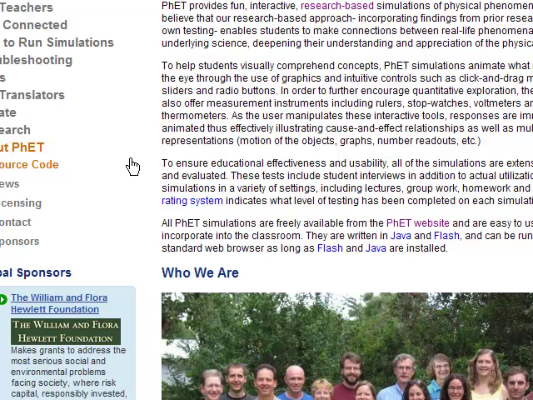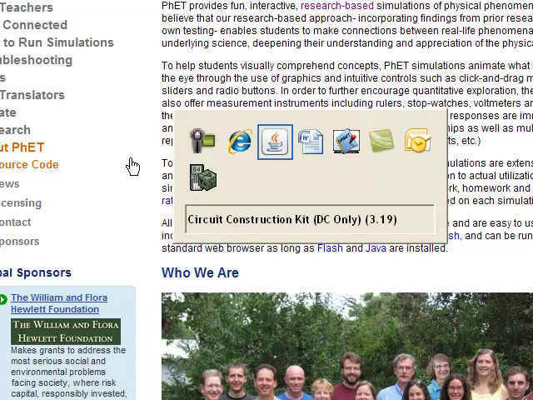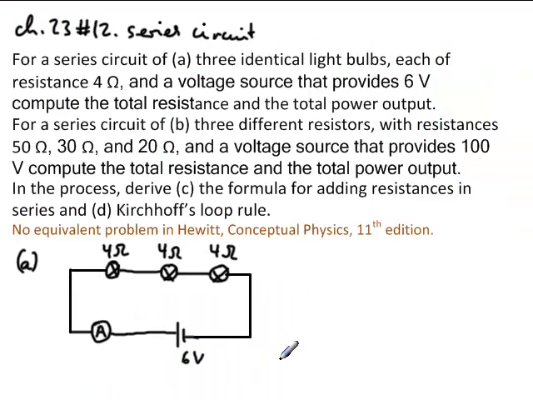Okay, oh, this is the FET team here, I guess, some of them. Physics Education Technologies, but I meant to go there. There we go. Alright, so 3 resistors each in a voltage source, compute the total resistance and total power output.